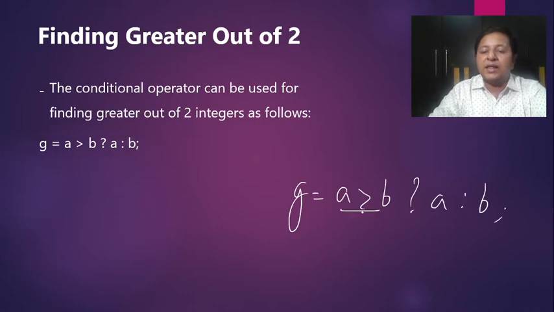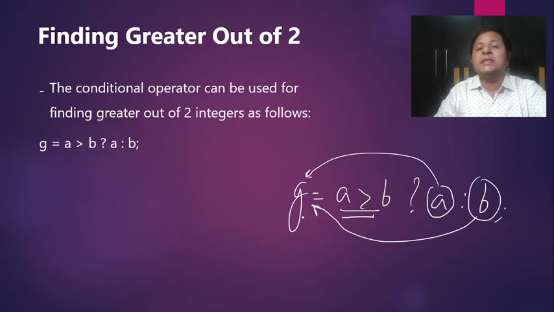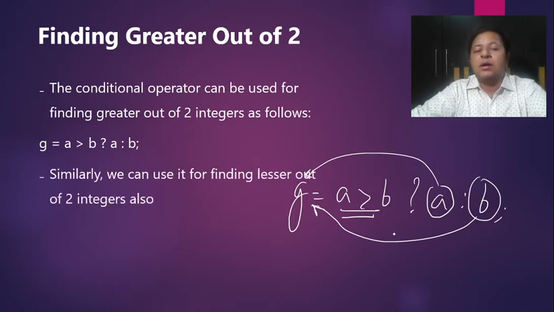Simple. Now if A greater than B is true, it is going to shift to this. So this will get shifted and will get stored here if this is true. And if A greater than B, obviously A is greater. But if it is false, this will be shifted to G. So can I say that G, the greater variable that we have created, is going to get the greater out of 2. And that's exactly what we want. Obviously, we can use it for finding lesser out of 2 also very easily in a very similar manner, just by changing the sign.